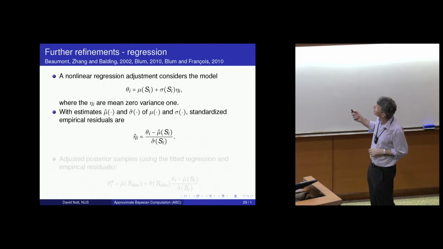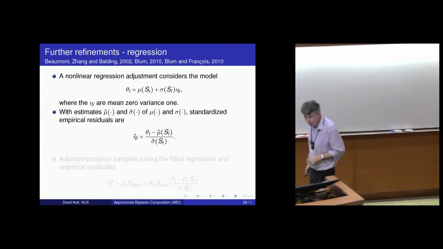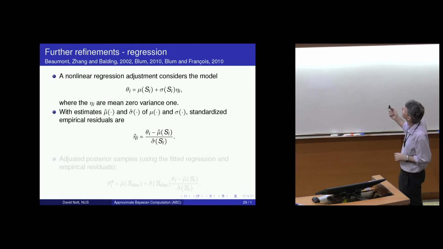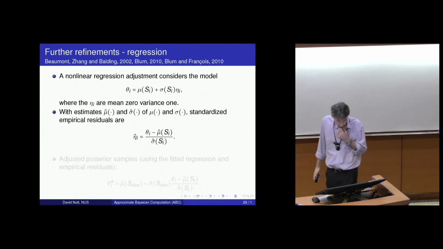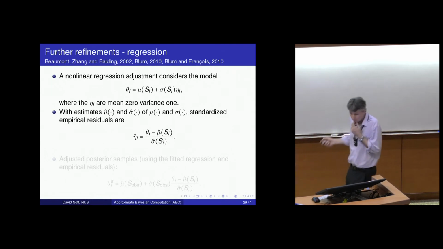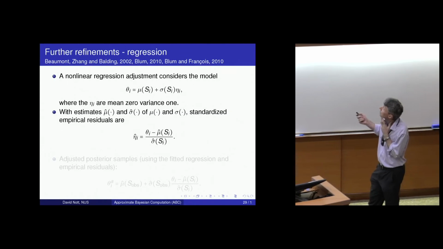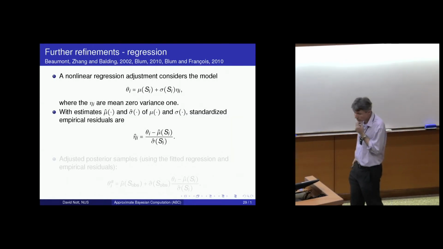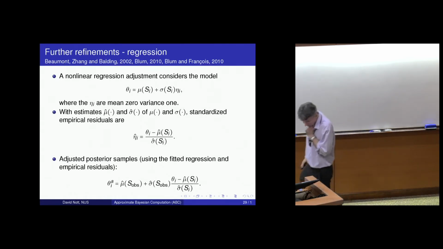Now we can do the same sort of thing as before. We can look at the fitted mean at S equals S obs, and then we can plug in some empirical residuals to get an approximate sample for theta given S equals S obs, okay? So let's look at our empirical residuals eta i. We look at theta minus the fitted mean divided by the fitted standard deviation. That gives me an empirical residual, eta i hat, say.